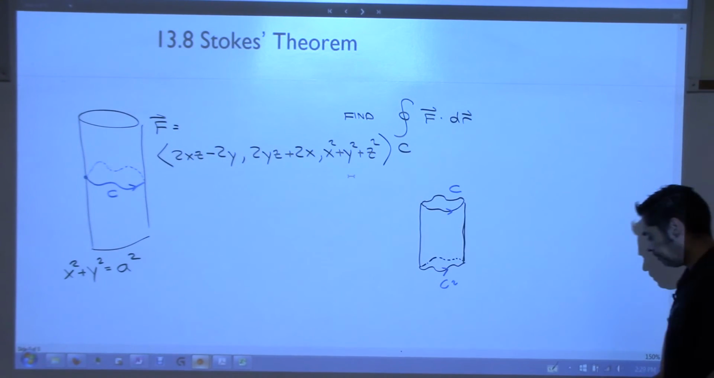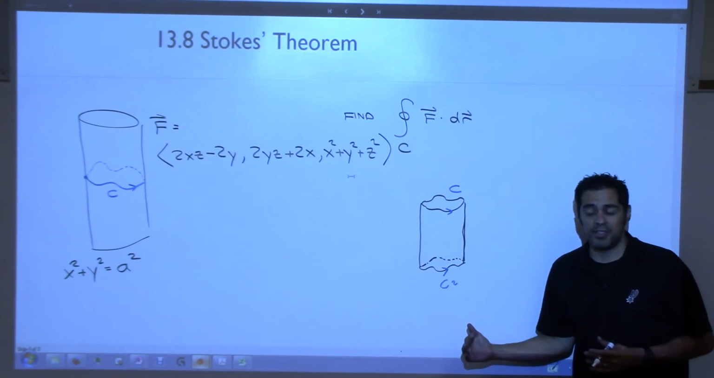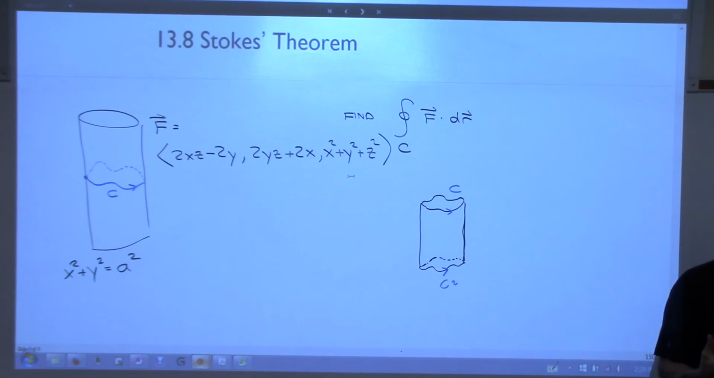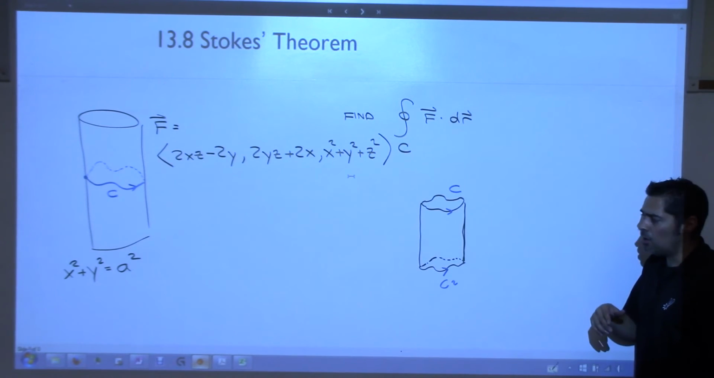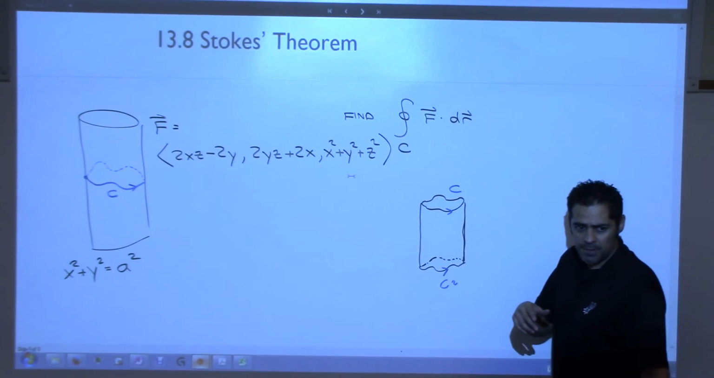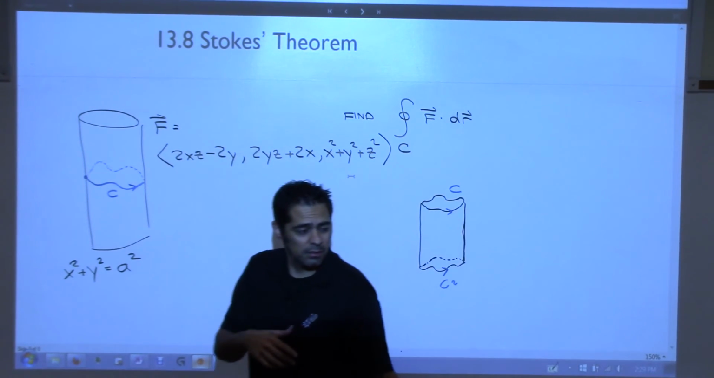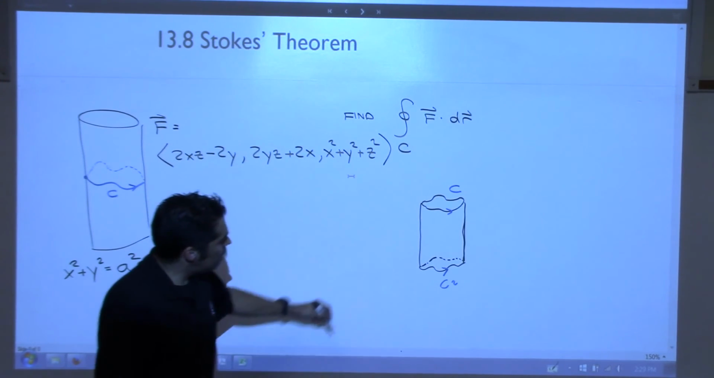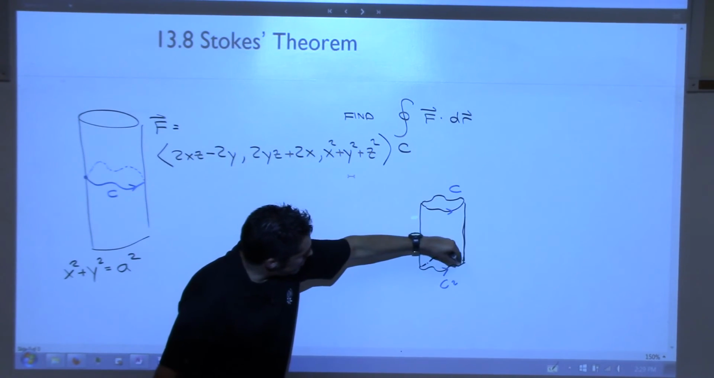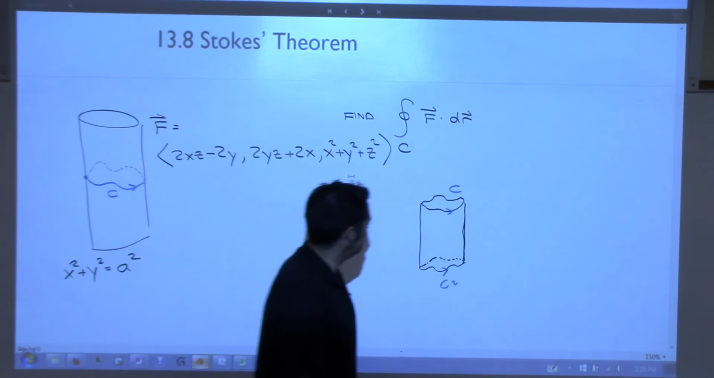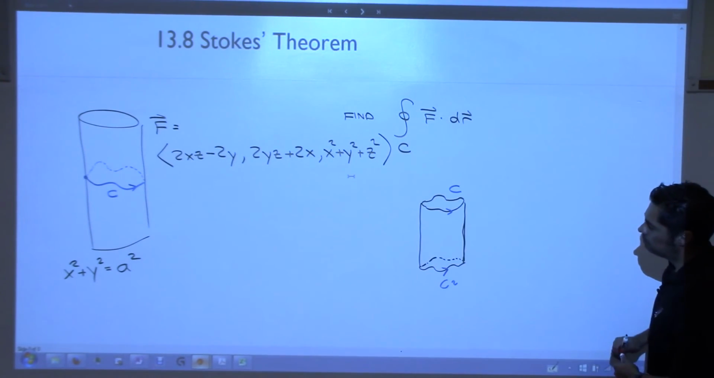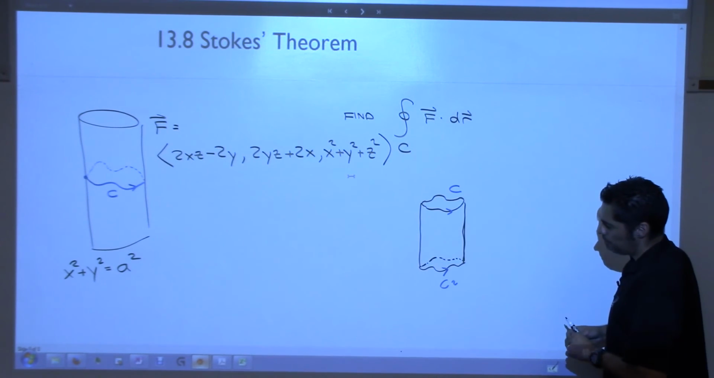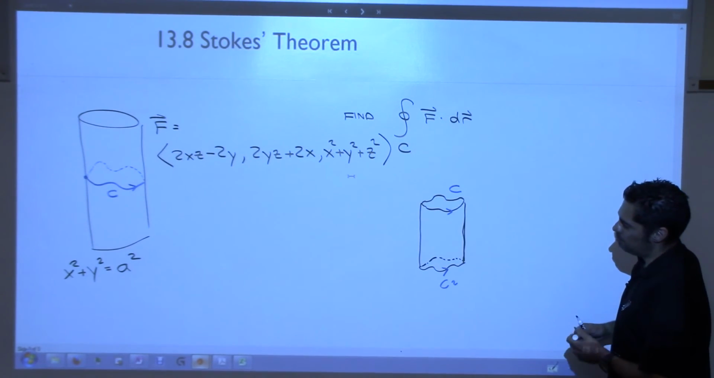So do you see that C together with C2 enclose the surface? But there's a problem, because in order for Stokes' theorem to work, when you're walking along the curve, right, the surface is supposed to be to your left. Do you agree? Now, if I walk along this curve, is the surface to my left? What's the surface?